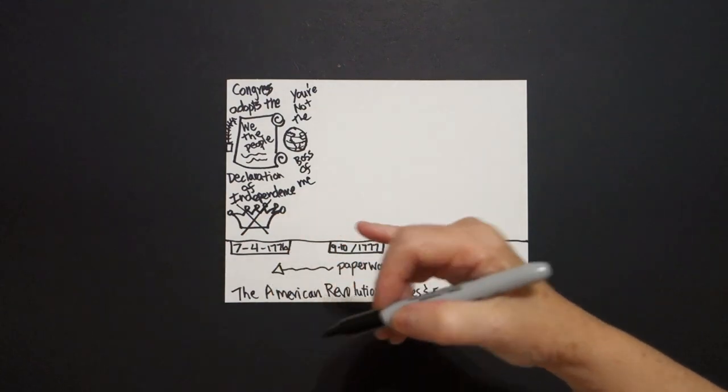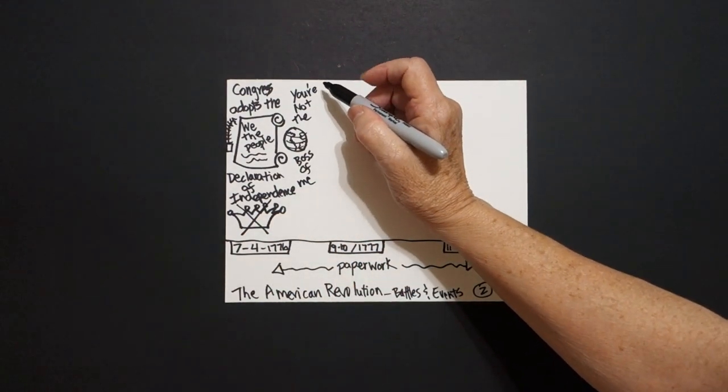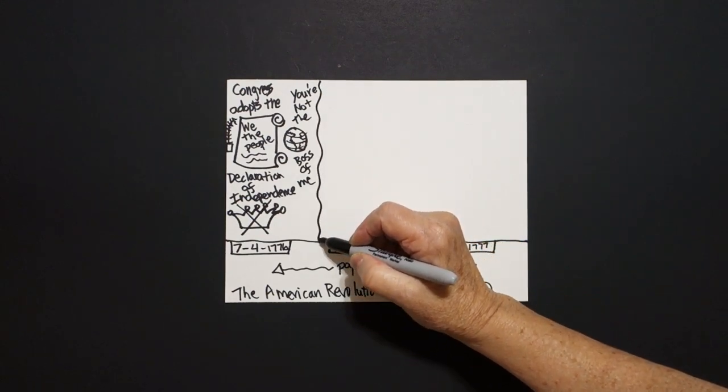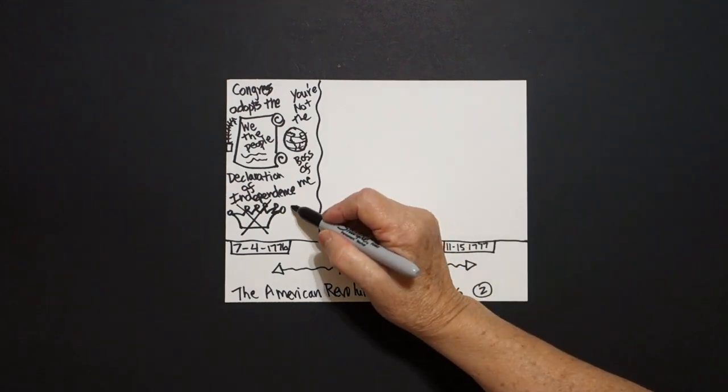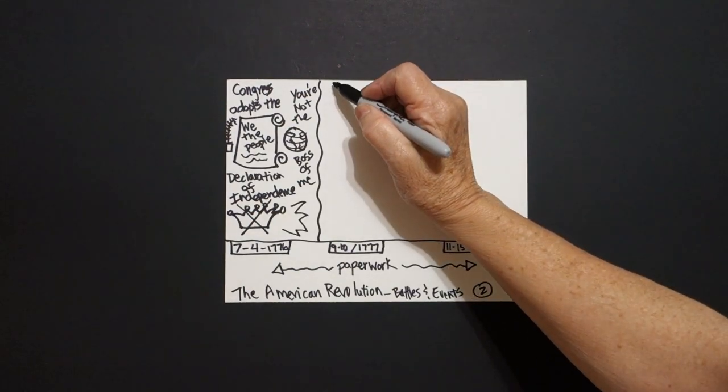Back and forth, back and forth, back and forth amongst all 13 colonies, compromises to get it written. And now I draw a wavy line down, okay? And it was very chaotic, so I'm going to put zigzag, zigzag, zigzag. All right, second box.